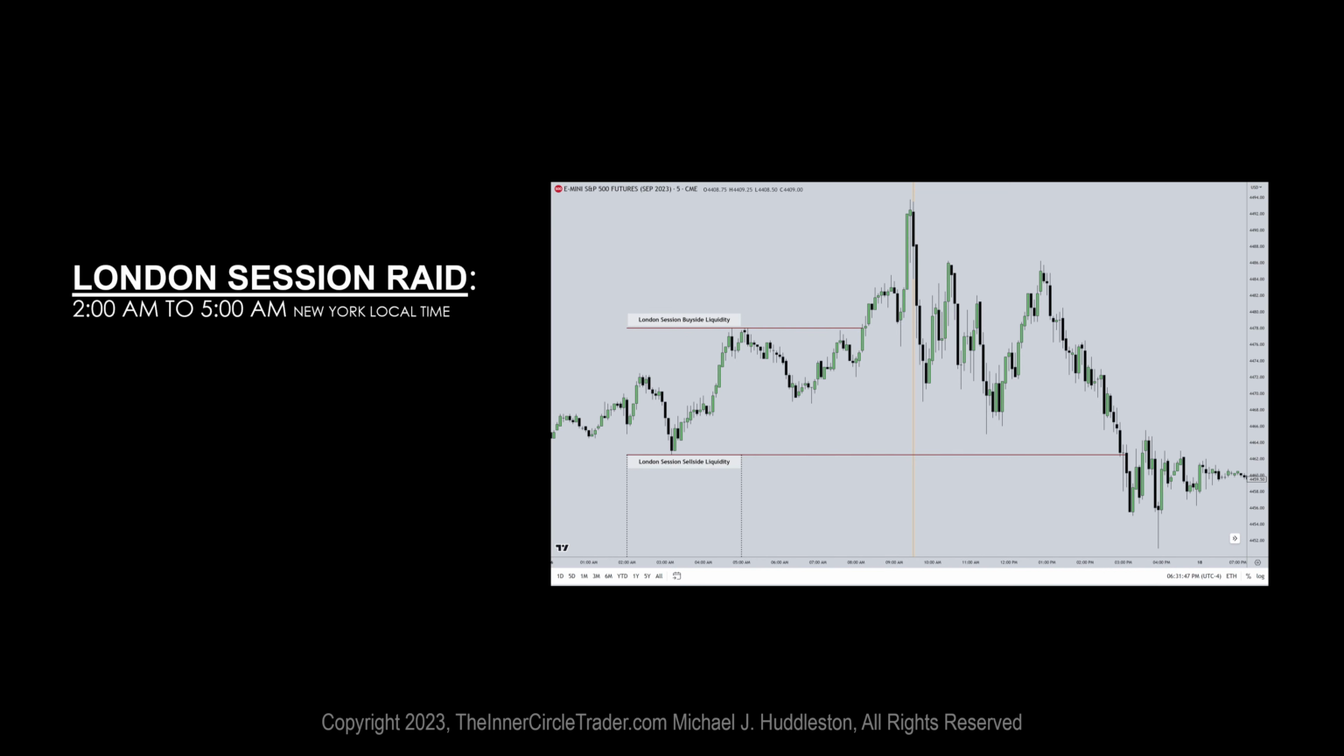So what am I looking for then? If I'm not close to the previous PM session 1:30 p.m. to 4 p.m. range at 9:30, the opening bell, and I'm watching that next 30 minutes, which is the opening range, what am I going to look for next? I'm looking at the London session raid. That means the range between 2 o'clock in the morning and 5 o'clock in the morning, New York local time.